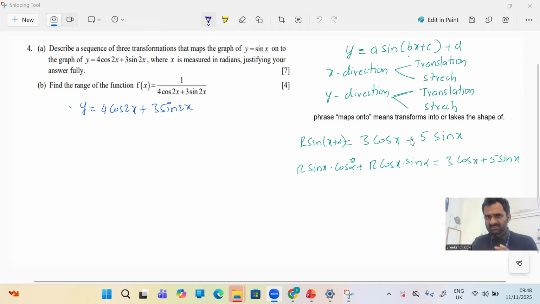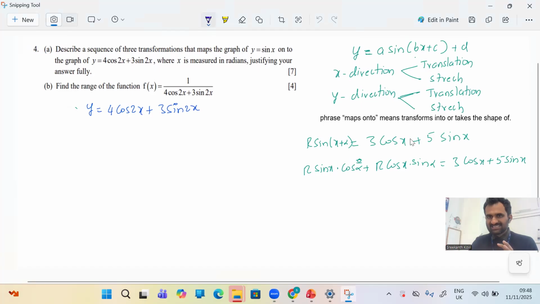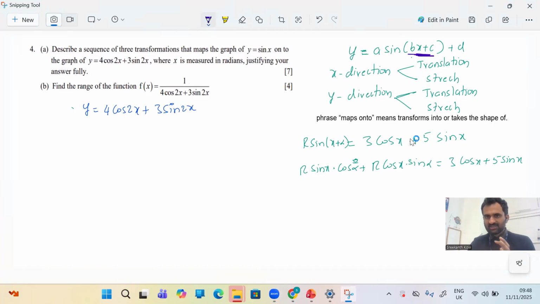The x direction translation is always inside the brackets. Inside the brackets, you can see that C was added. So the graph would be translated by negative C units. In x direction always, whatever the manipulation you see here, that happens in opposite. As in, if it is plus C, the translation would be minus C. So you write the graph would translate by negative C units in x direction, and stretch.